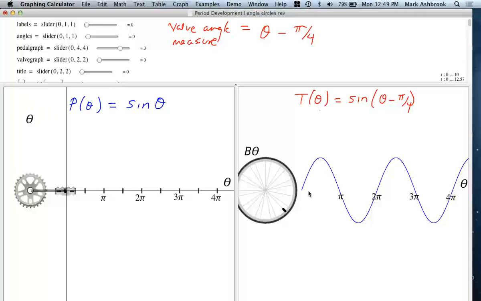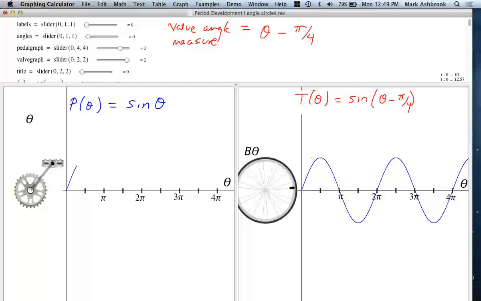It's behind. So think of the angle increasing this way. First comes sine, first the P graph starts, and then later the T graph starts. Do you see? Is it going to be shifted to the right or to the left? Watch. Here we've already started the pedal graph, the blue, that's the P function. And now the other starts, and what angle are we at right now? We're at pi over 4.